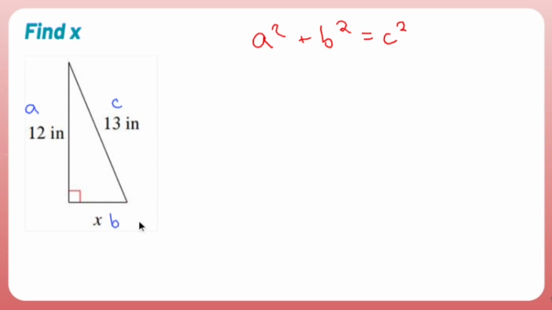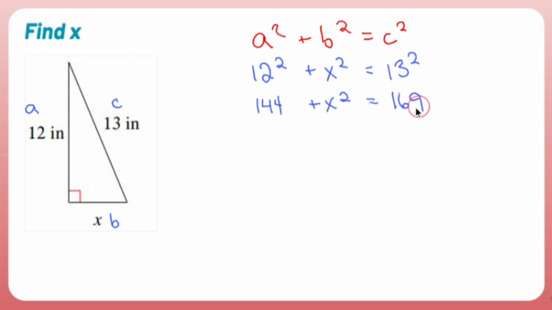Now you substitute these numbers and that variable in here and do a little bit of solving. A is 12, so 12 squared, plus b is x, so x squared, equals c is 13, so 13 squared. Now the next thing that you do in Pythagorean Theorem is you simplify the numbers. So 12 squared is 144, plus x squared is still x squared, and 13 squared is 169.